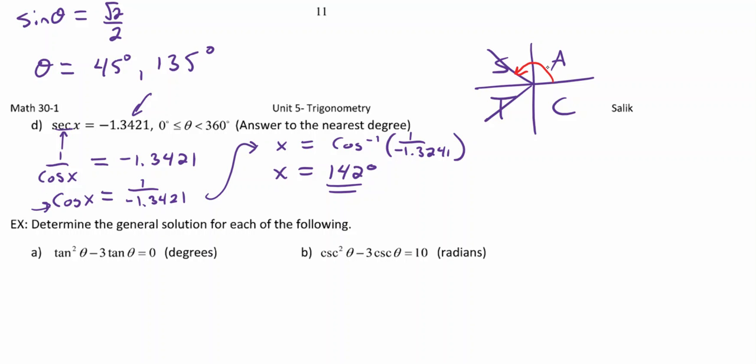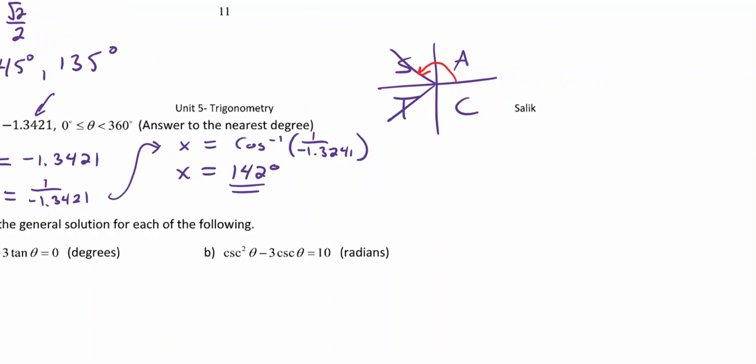And it's up to us to understand what we were given. Your calculator always does that. Your calculator will always start at the positive x, and then it will find its way to the closest terminal arm. So the closest terminal arm was 142 degrees.